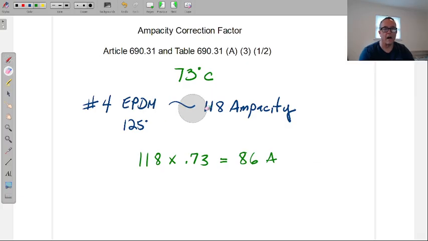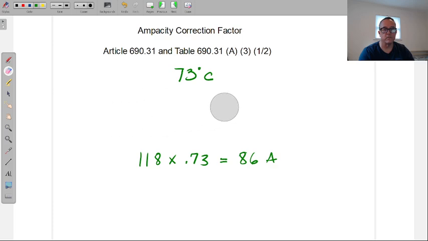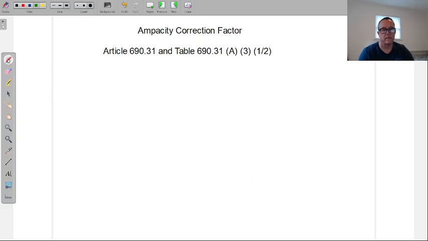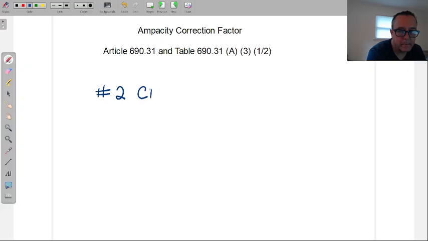So I'm going to give you guys one to do on your own. Unless somebody was writing all of that, I can come right back to it. So let's say we have a number 2. Insulation type CPE. With a temperature of 160 degrees Fahrenheit.